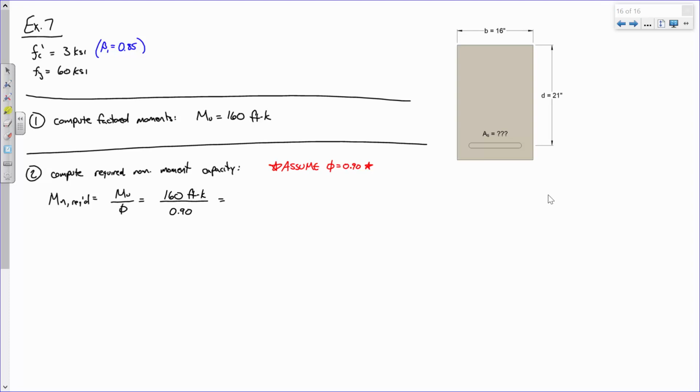21, 33.33. Wait. Oh, no. I did it. You did it to inch kips? That's going to come next, yeah. But you're ultimately right. He was listening to me earlier. I like that. 177.7. So this is 177.7 foot kips.